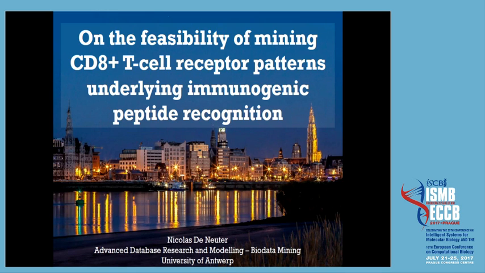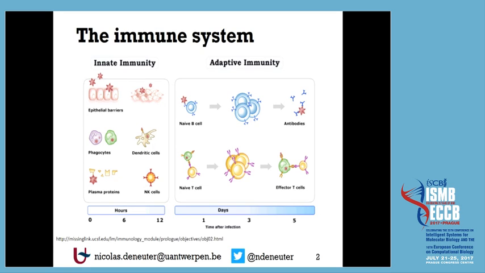First of all, I would like to start with a brief introduction to the immune system. Essentially, the immune system can be divided into two major parts: the innate immune system and the adaptive immune system. The innate immune system is responsible for a first quick line of defense against invading pathogens, and the adaptive immunity, which is slower but more specialized, will try to catch any pathogens that manage to slip through the innate defense.